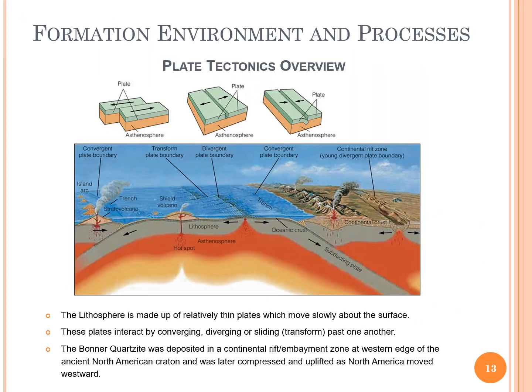Now, if we step back for a minute and talk about where and how the Bonner quartzite might have formed, we have to go back and revisit our old friend plate tectonics. So once again, we have this common plate tectonics overview slide I put in many of my Geology of Sculpting Stone presentations, and it just allows you to take a look at the major types of processes that occur in plate tectonics in a cross-sectional view. And although this is not a presentation about plate tectonics, we're going to spend just a little bit of time talking about where and what type of an environment the Bonner quartzite might have formed in.